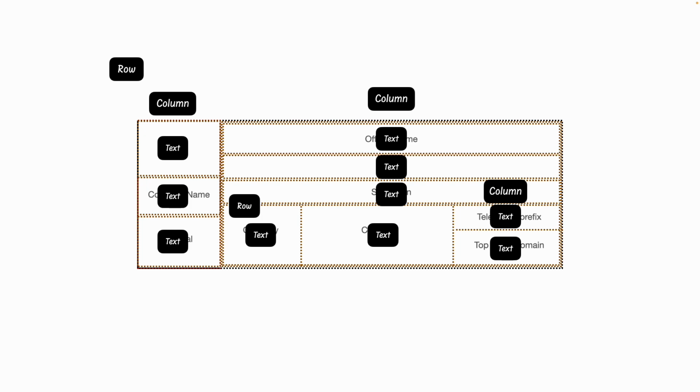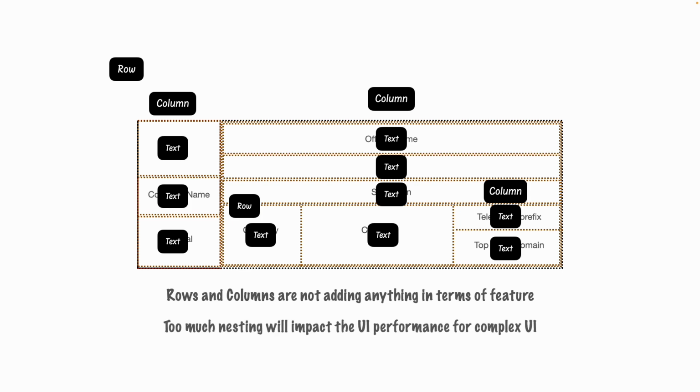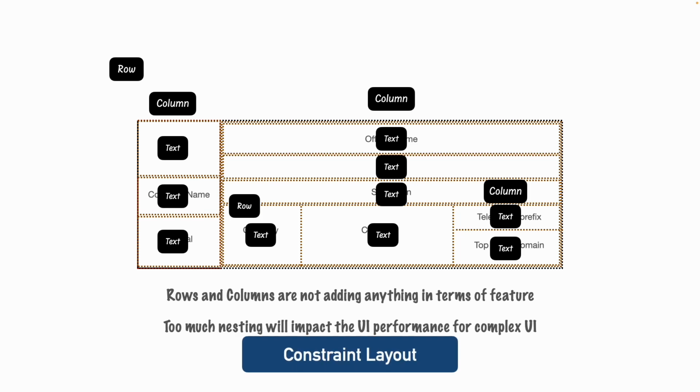You can clearly see there is a problem. Rows and columns are not adding anything in terms of features. They are just containers to hold or arrange these UI elements in a particular order. And if the overall UI becomes more complex, then you will end up doing a lot of nesting, and that will impact the UI performance. There is a way to solve this particular problem, and that is constraint layout.